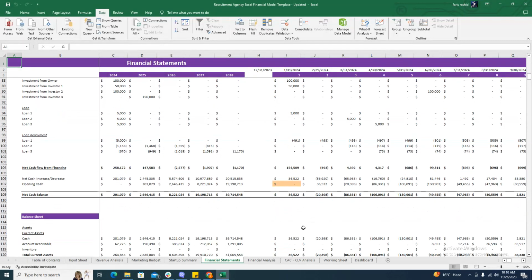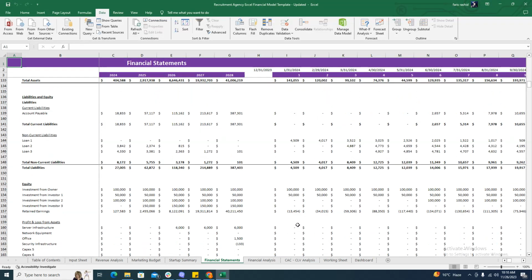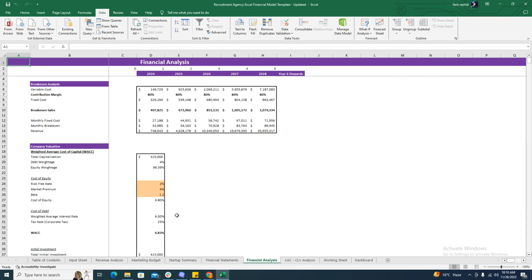Then comes the balance sheet. The balance sheet gives you the total assets and compares them with the total liabilities and equity of the business, as you can see over here. It also shows the balance check, whether the balance sheet is balanced or not. Then comes the financial analysis.